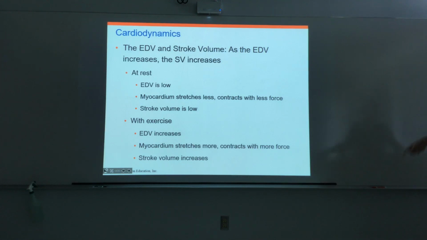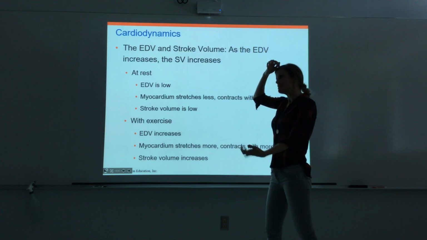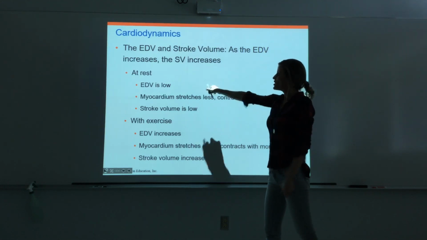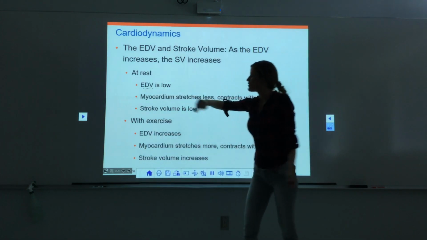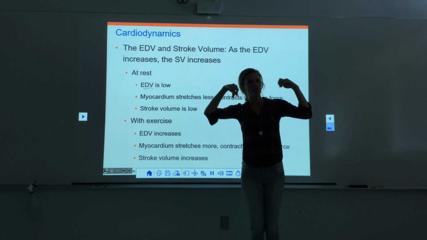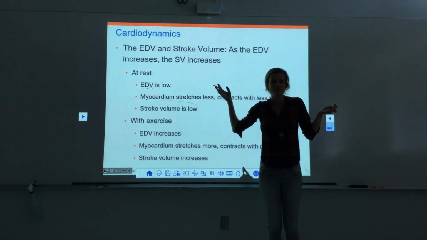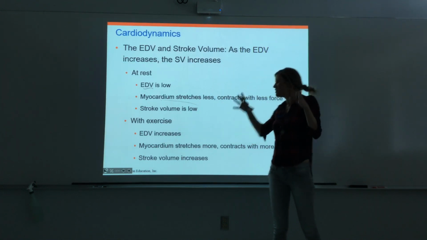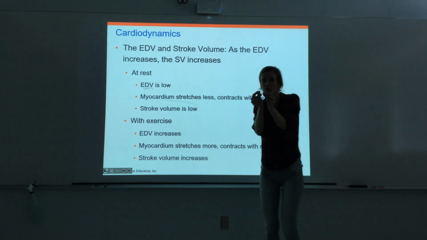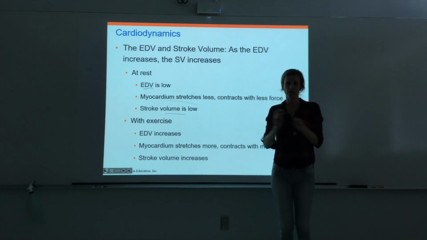All right, so here we see how this principle works at rest and then with exercise. Again, very, very similar to what we saw with the atrial reflex. So at rest, your end diastolic volume is relatively low, right? You've got a normal kind of volume going into your heart, dropping down into your ventricles. So the myocardium doesn't stretch too much, right? It's just kind of at its normal width. It contracts with less force because you didn't stretch it too much, right? It's the rubber band that we barely stretched out, contracts a little bit. So stroke volume is relatively low.